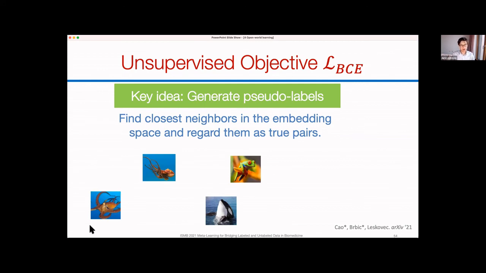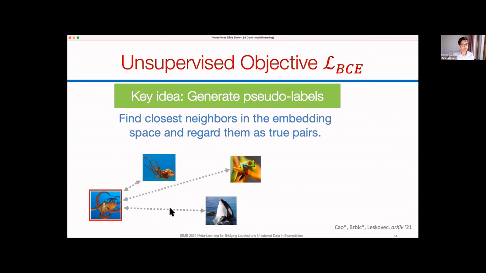And these 2 I know are of the same class because octopuses are pre-labeled, so I can put them together. While, for example, Orca is unlabeled, but it's far away from the octopus, so I won't say these 2 are from the same class, right?